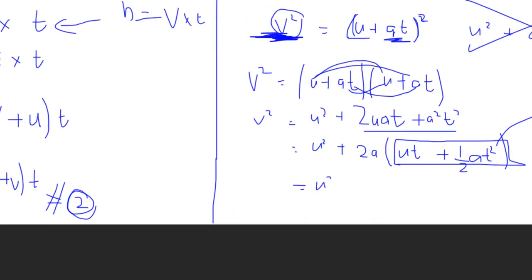So u square plus 2as, there we go. Beautiful. So you get here still v square, and this is going to be our fourth equation right there. There you go, beautiful. So there you have it. All of the 4 equations have already been derived.